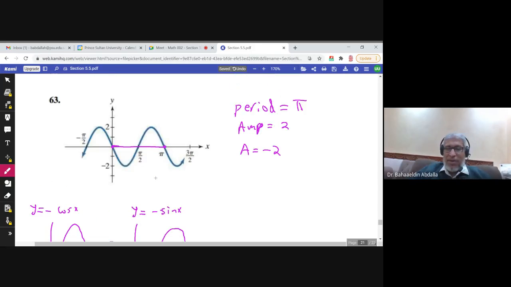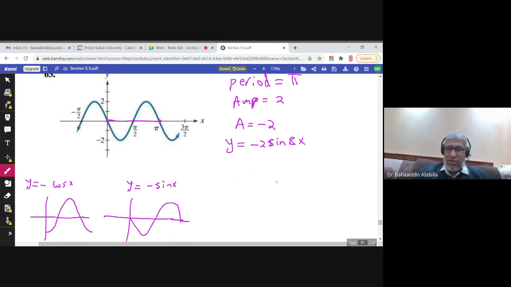All right. Now we need to find, so we need to consider this function y equals A sine bx, or we can say -2 in this case. I am considering this function, -2 sine b of x. And just I need to determine b. So how to determine b?